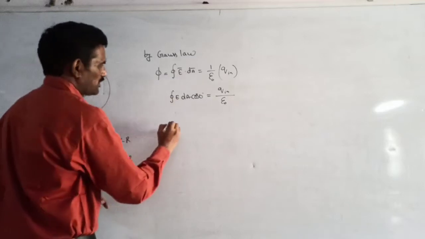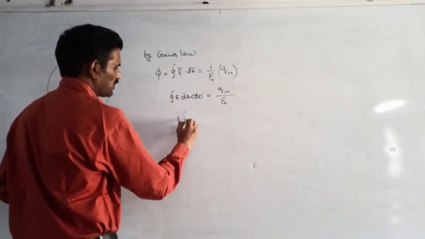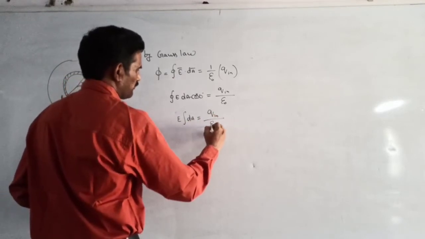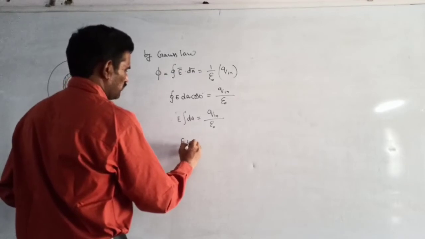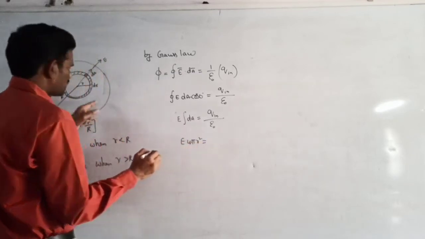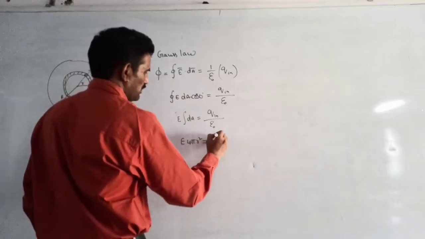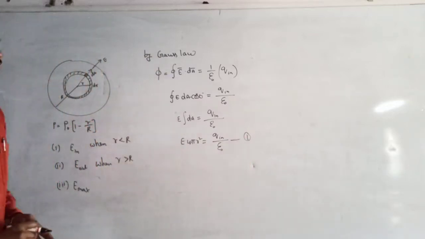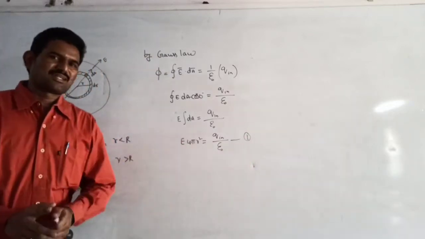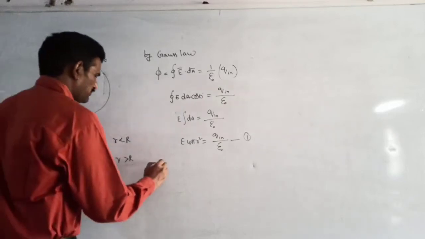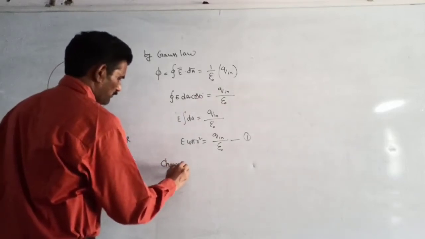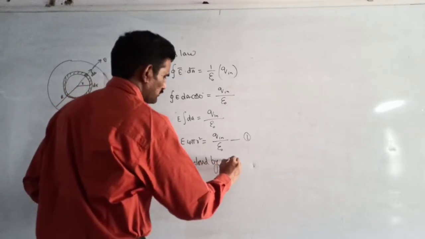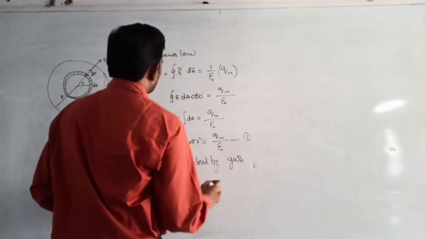And now this term I can write as E into integral of dA, that is equal to q in by epsilon naught. Or this is E into 4 pi small r square, the total surface area of this element, equal to q in by epsilon naught. Let's suppose this is our equation 1. And so now in this we need to calculate this q in value, the charge enclosed by the Gaussian surface.